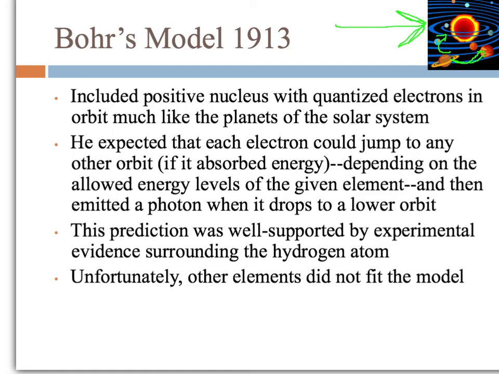When he did his experimentation with hydrogen, it really supported this idea. He did, in fact, see defined bands, and he did see predictable colors every single time. Unfortunately, when he tried to apply his model to other elements that had multiple electrons, it no longer fit.